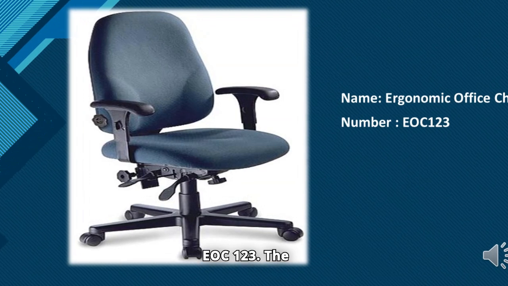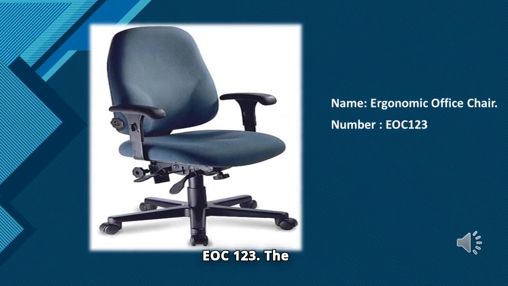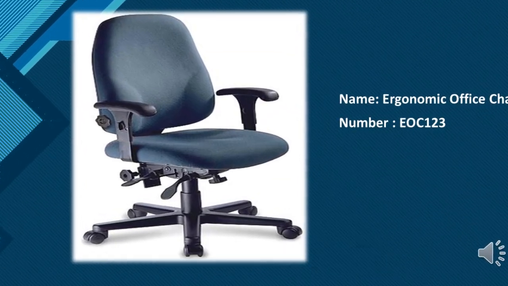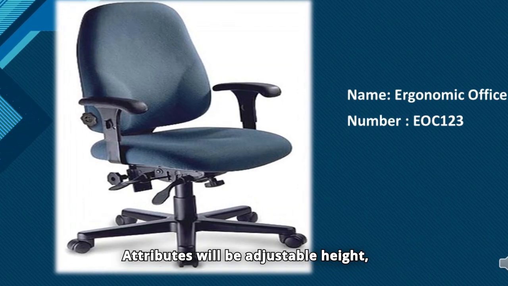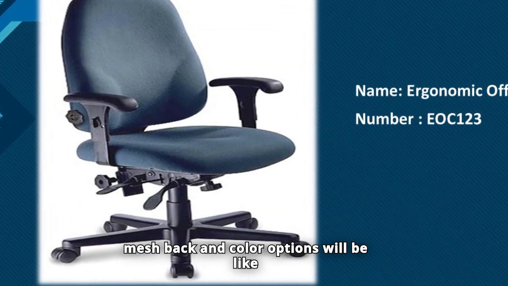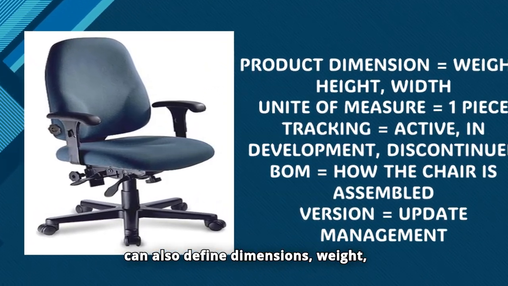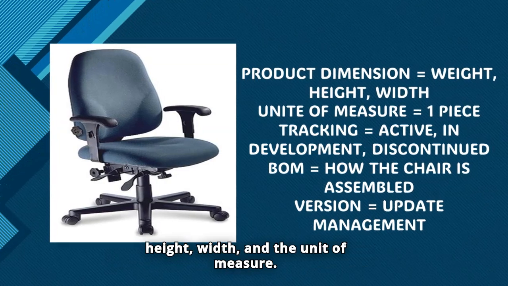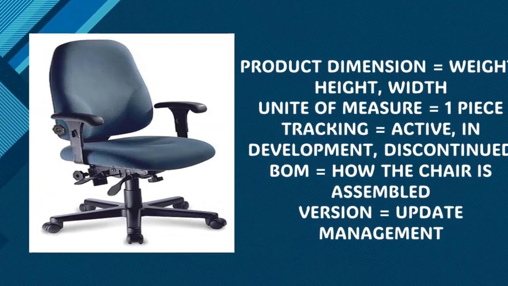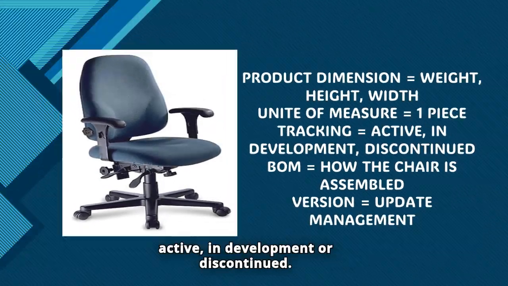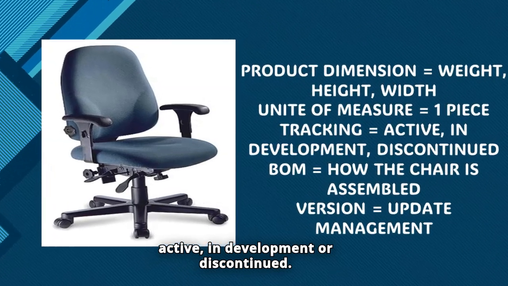Product number, EOC 123. The category will be like office furniture. Attributes will be adjustable height, mesh back, and color options will be like black, blue, gray. You can also define dimensions, weight, height, width, and the unit of measure. The product is tracked so it can be active, in development, or discontinued.